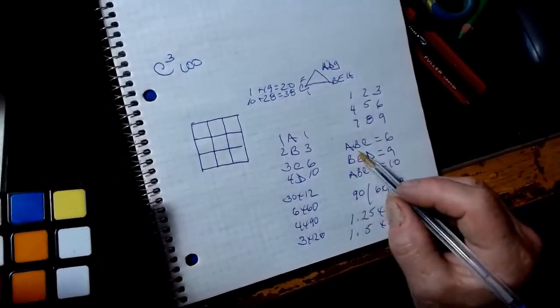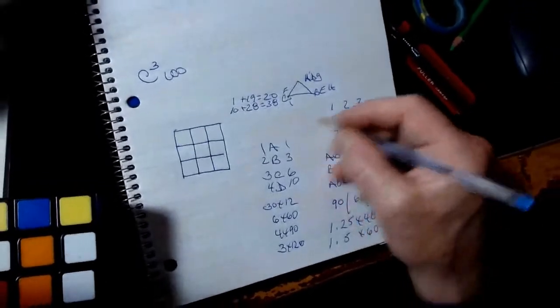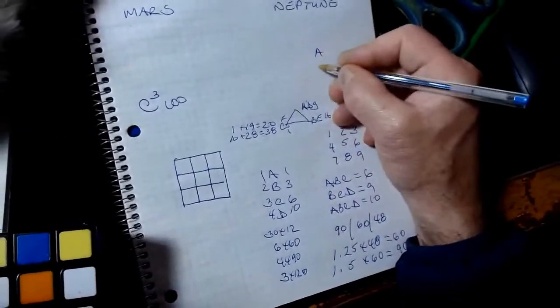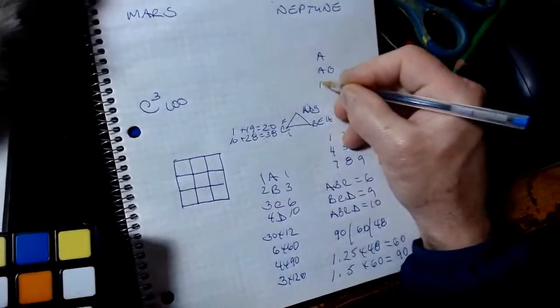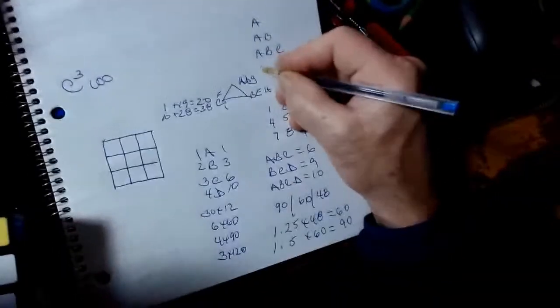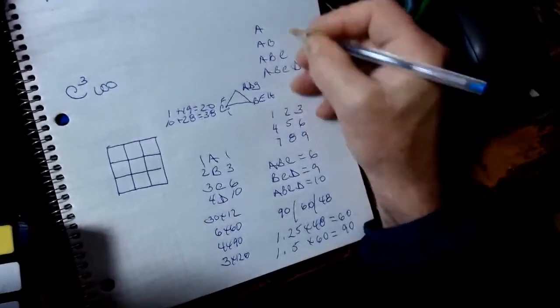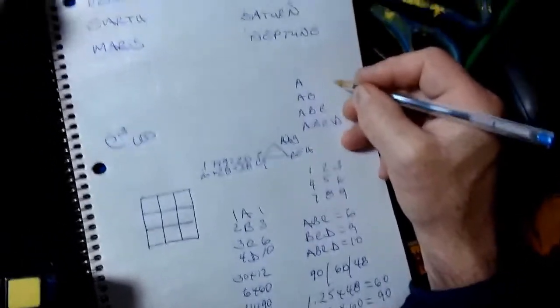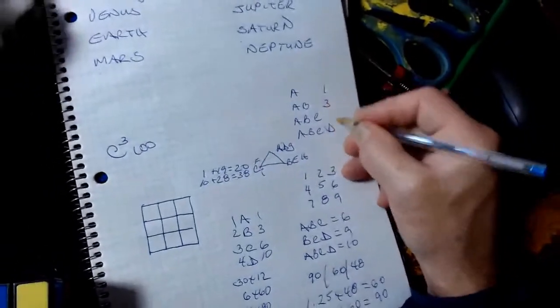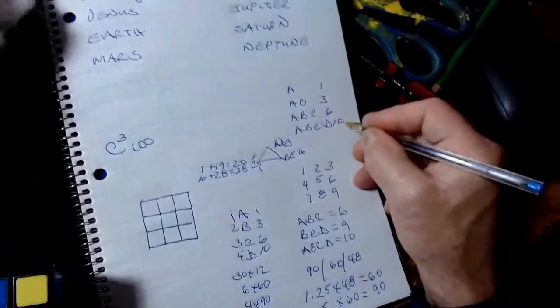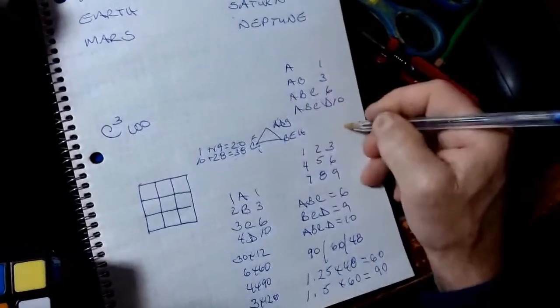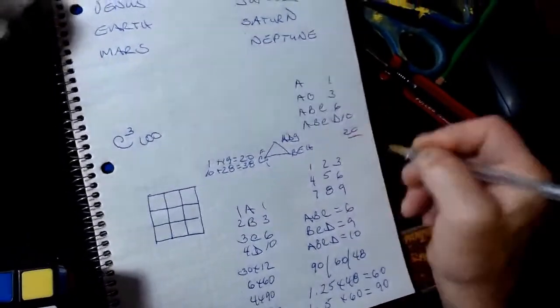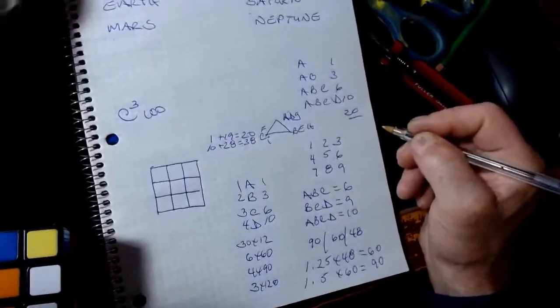Or should I have done it this way? Should I have gone like this? A, B, A, B, C, A, B, C, D. So here I would have said what? I would have said 1 here. I would have said 3 here. I would have said 6 here. I would have said 10. So in this action, I have a total of 20 that showed up.